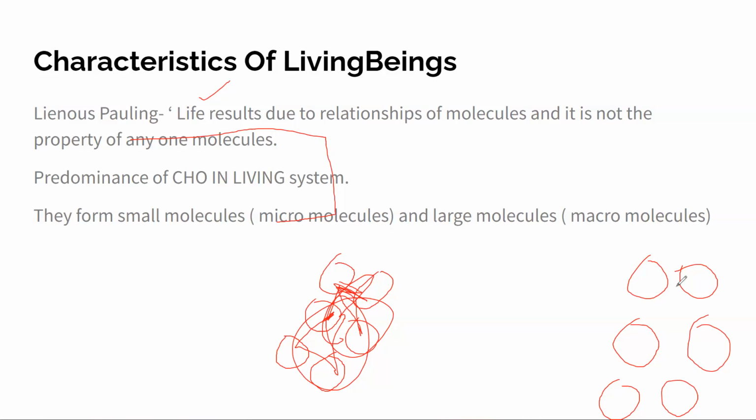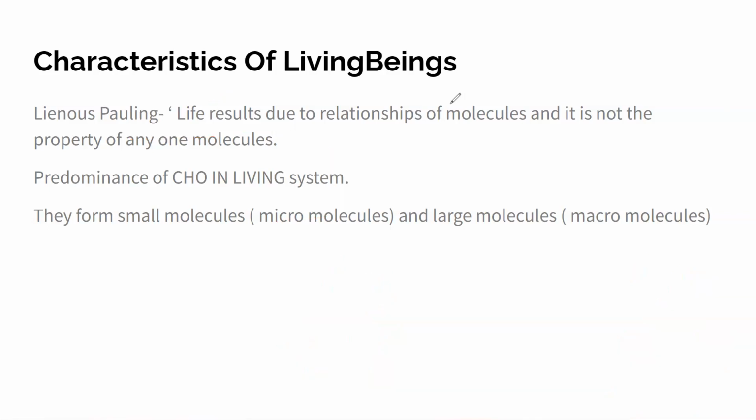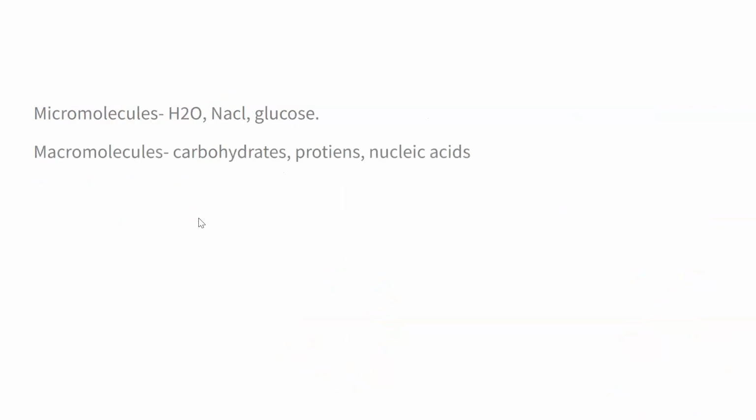Okay. They form small molecules, micromolecules. The CHO can form either small molecules or large molecules. So micromolecules are water, NaCl, and glucose, and macromolecules are carbohydrates, proteins, and nucleic acids.